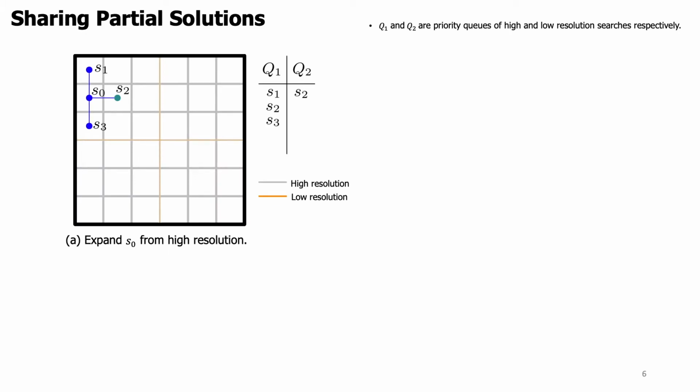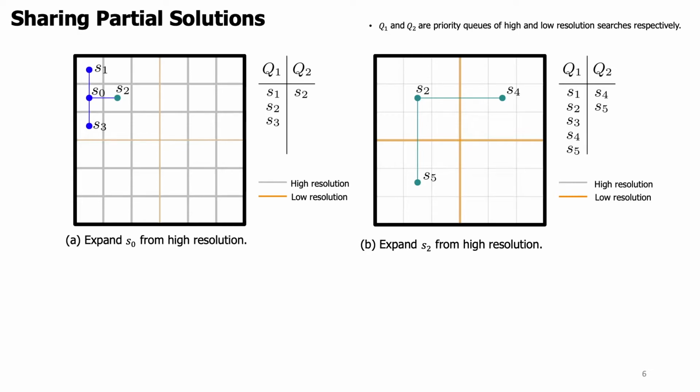We have a map discretized into two resolutions in gray and yellow respectively. In figure A, state S0 in high resolution space is expanded and states S1, S2, S3 are generated and inserted into high resolution queue Q1. Since state S2 also lies at the center of a coarser resolution cell, it will also be inserted into low resolution queue Q2. In figure B, we expand state S2 from the coarse resolution space, and successors S4 and S5 are generated.